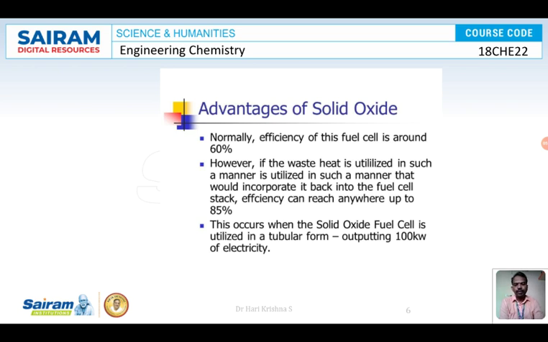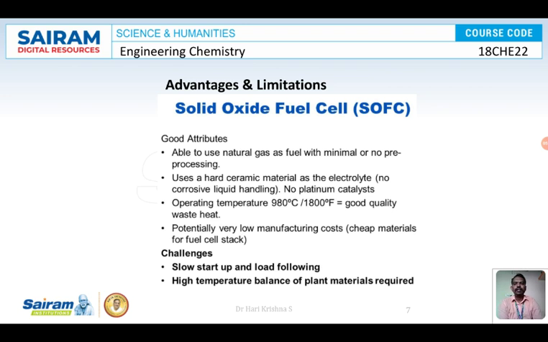There are some other advantages and limitations also. Let us see. Fuel with minimal or no processing can be fed to the anode. I'll show you in our next slide what other gases can be fed to the anode instead of hydrogen. Without processing, you can use any other gas or natural gas at the anode as an active species. Without using any catalyst, the fuel cell will function. The operating temperature is around 980 degrees Celsius or 1800 degrees Fahrenheit.